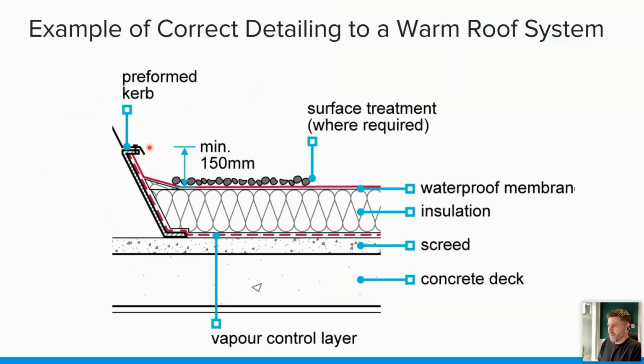So you can see there we've got the 150 millimeters for a start above the finished level of the waterproofing. So this is your waterproofing layer. This is your insulation. This is your vapor control layer, and this is your screed.